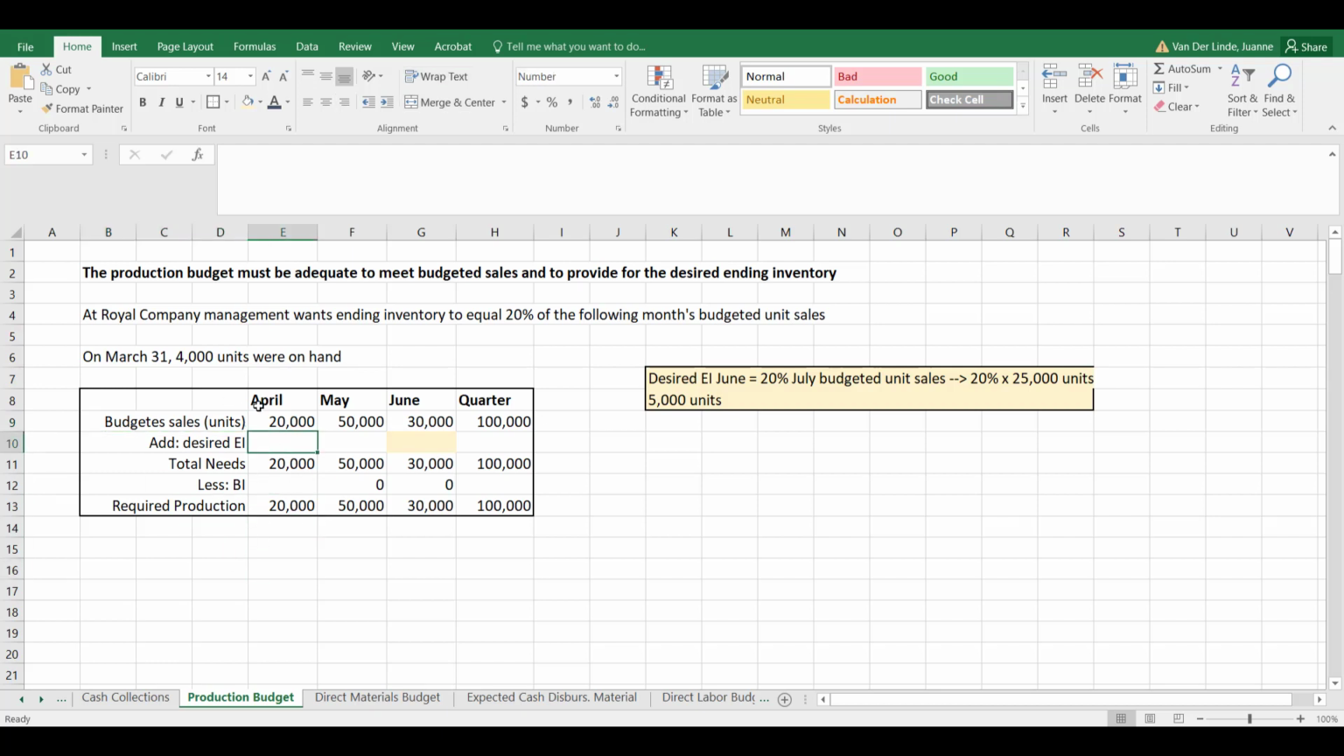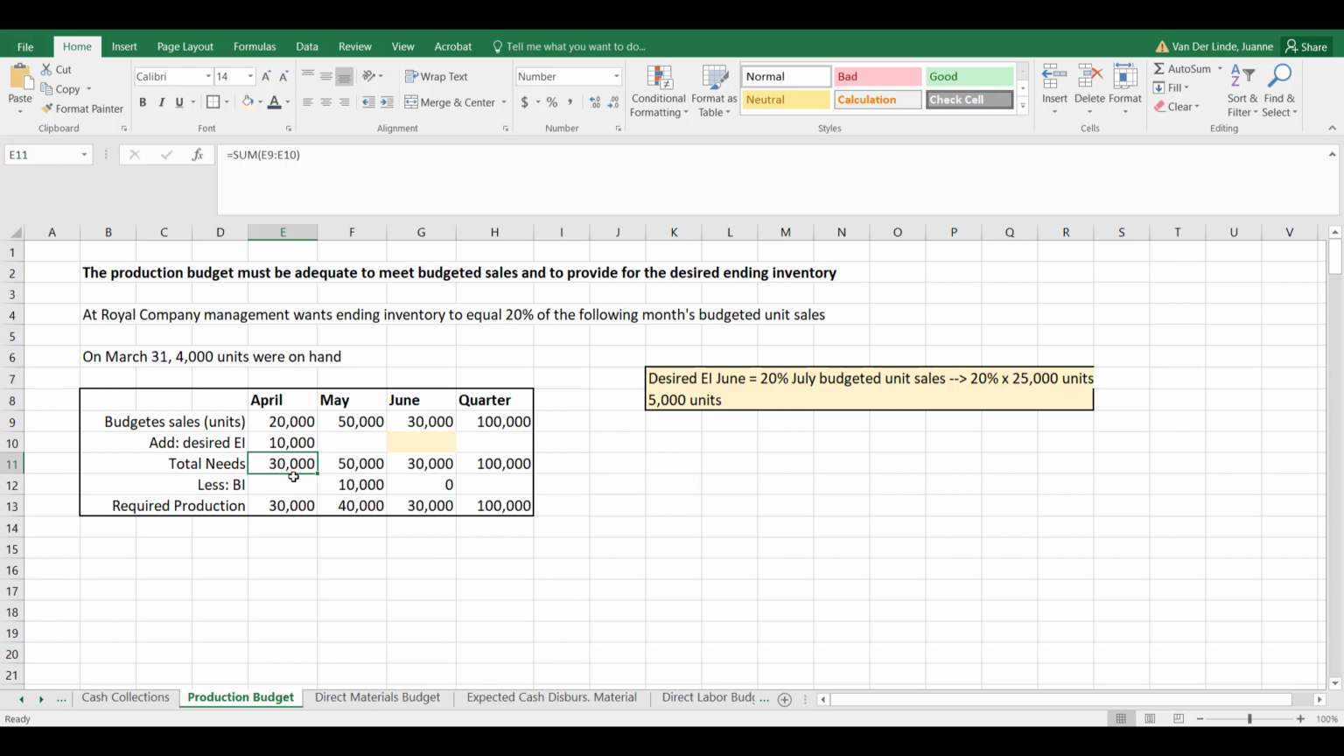So here, let's first look at April. So we know that we want to end April, in terms of ending inventory, with 20% of the next month's budgeted unit sales. So we want 20% of whatever May's unit sales are budgeted for. So 20% of 50,000. We're going to do 20% times 50,000. So we want 10,000 units left over at the end of April. After selling everything that we sold, we want at least a minimum of 10,000 units left over as a buffer. So that means we need 30,000 units for April.